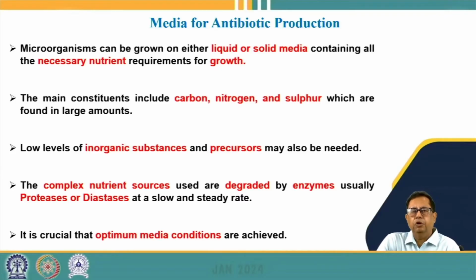And here the main constituents will always include carbon, nitrogen and sulfur, which are required in very high amounts. Similarly, we may also add certain micronutrients, certain inorganic substances which may also be required for the growth of those bacteria. Complex nutrient sources may also be added, which can be degraded by enzymes like proteases and diastases, but they are degraded at very slow and steady rates. Similarly, all the optimum conditions, for example the pH, the temperature and the air, need to be controlled, so that the maximum growth rate of the bacteria can occur in such conditions.